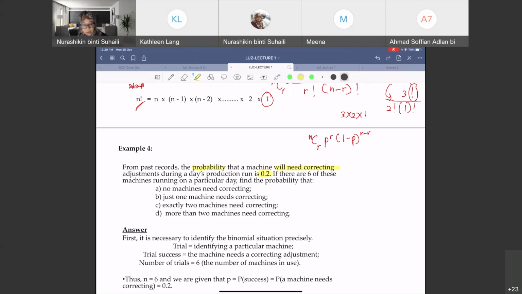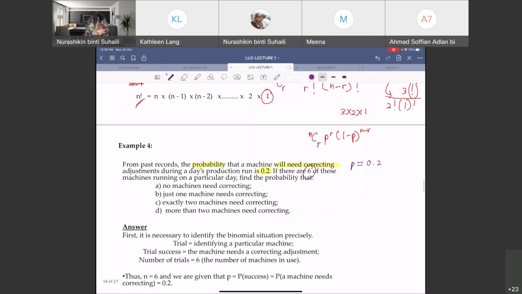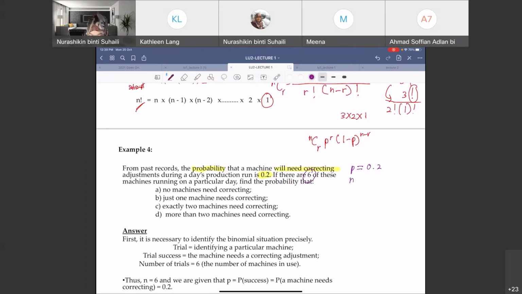Here you see the probability that it will need correcting is 0.2. So we define that as the type 1 event, so p is 0.2. Now what is 6? If there are 6 of these machines running, 6 means n, the whole number of machines is 6 in this case. So we know p, we know n.